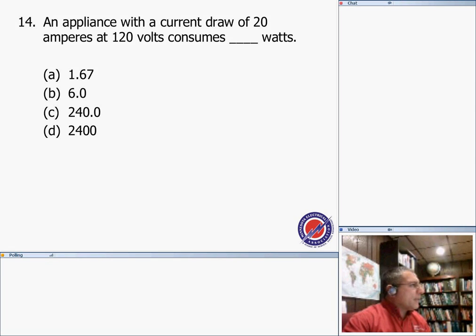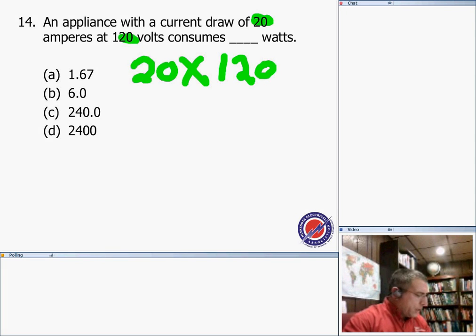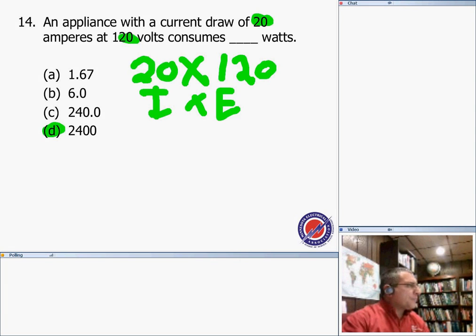Number 15: any appliance with a current draw of 20 amps at 240 volts has how many watts? This is straightforward, guys. You take the amps and multiply by the voltage, and number 14 gets me this amount, 2400 watts. And guys, does anybody have any questions? So that's straightforward, from the current I multiplied by the voltage E or V. That's the power. No problem.